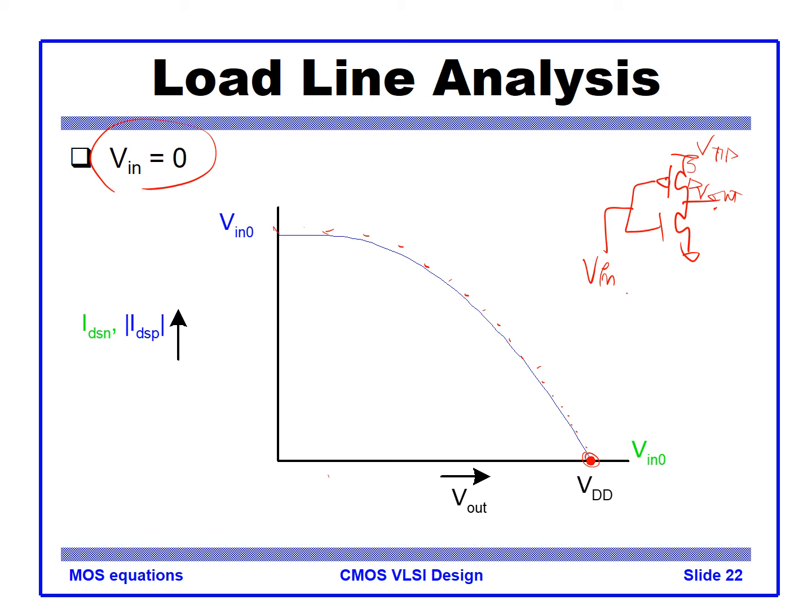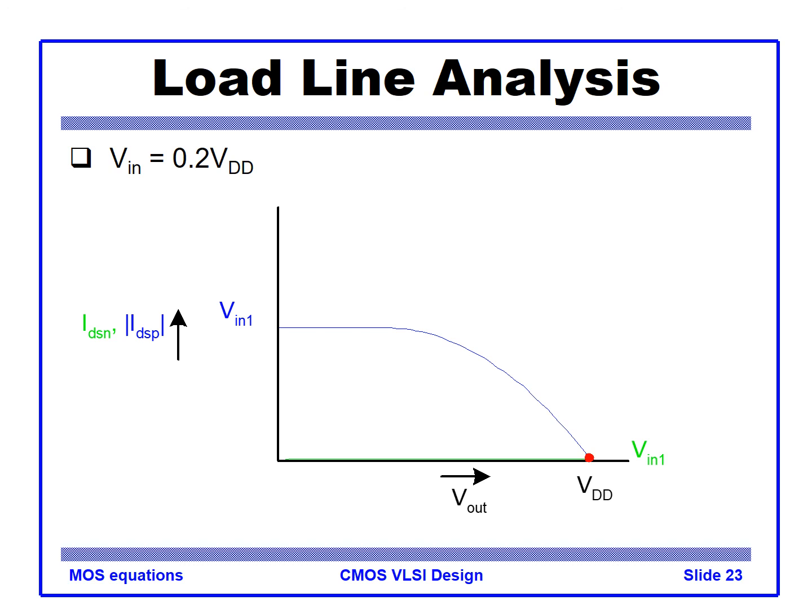Here the VSD of the PMOS is VDD minus V out. If the V out level is close to VDD, then VSD is 0, so there is no current for the PMOS. If you reduce the V out, then VSD is larger, so it has more current like this, right? That's what it is.